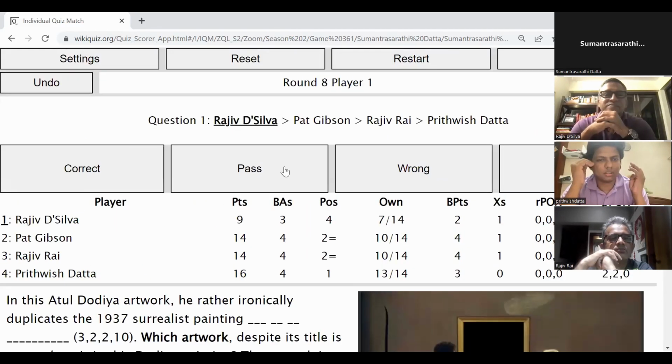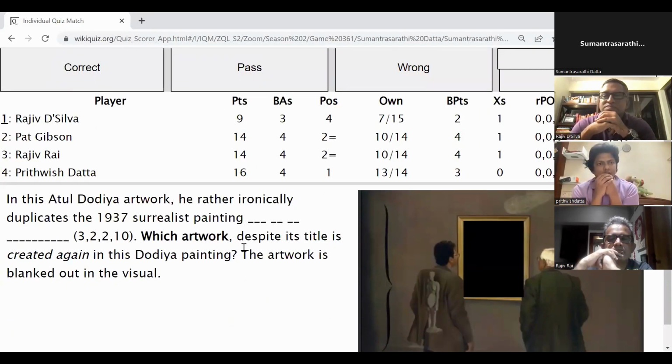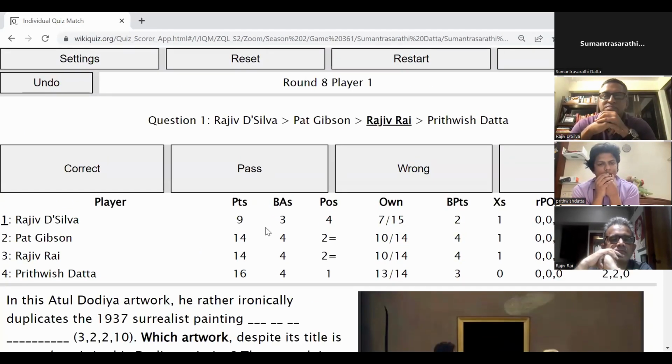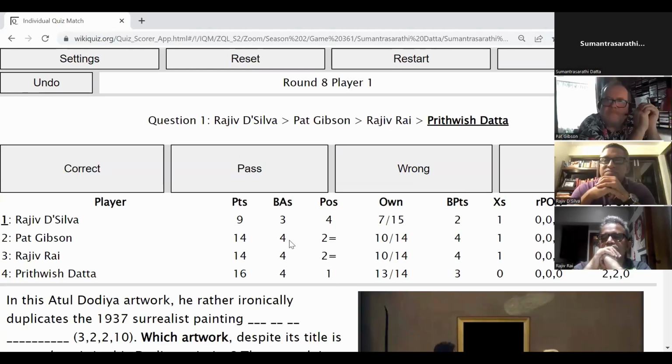Pass. Okay, passing to Pat. Pass. Okay, Rajiv, right? Pass. And Prithwish. Pass, but I've seen this painting.